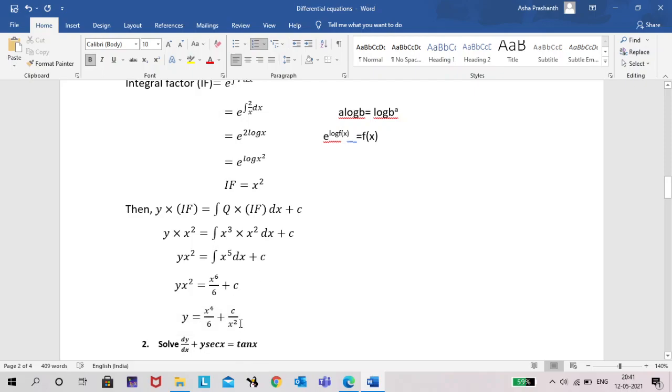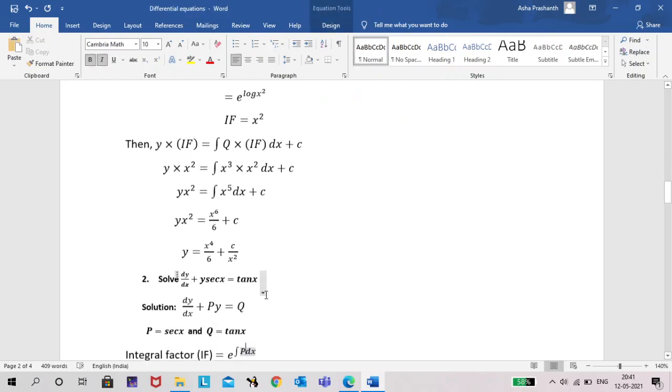In the next step, we can write this x square as x to the power of minus 2. So y equals x to the power of 4 by 6 plus c into x to the power of minus 2. If you want, you can write it like that, or else you keep it like this only. This is the way of solving the linear differential equation. Got it? Okay.